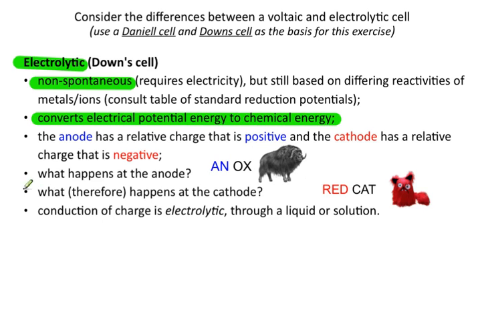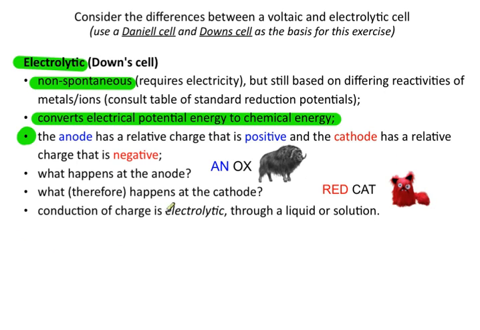In terms of the anode and cathode, the anode has a relative charge that is positive. So that is something you want to make sure you realize the difference. This is really the main difference. So the anode is now positive, the cathode is negative. What happens at the anode? Well, it's still oxidation and it's still reduction at the cathode. So again, that hasn't changed.